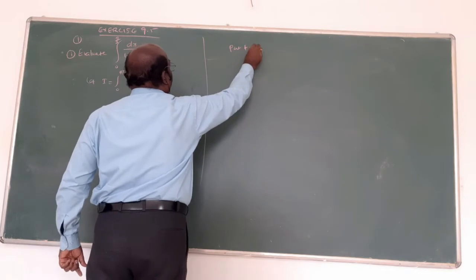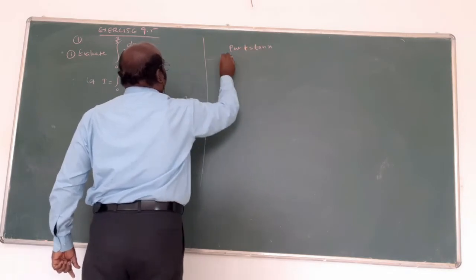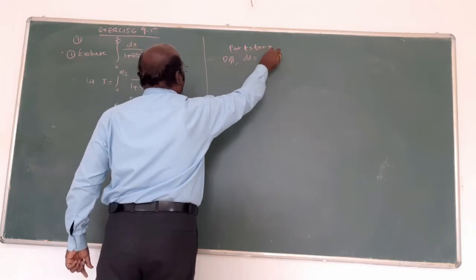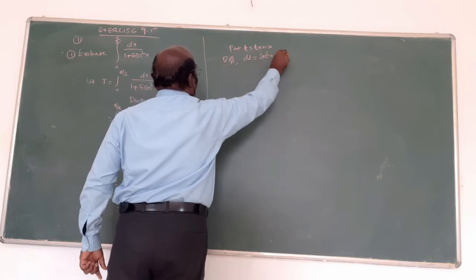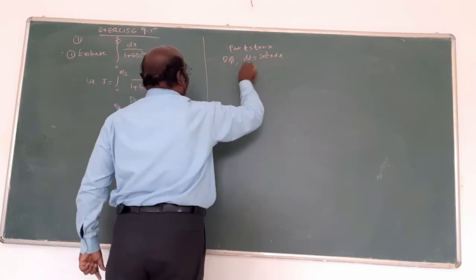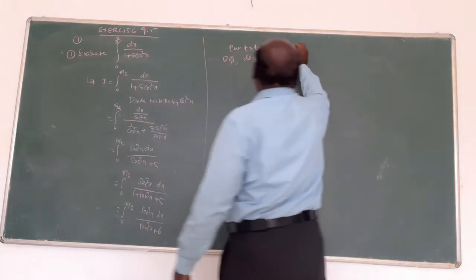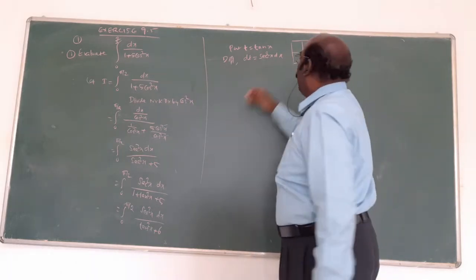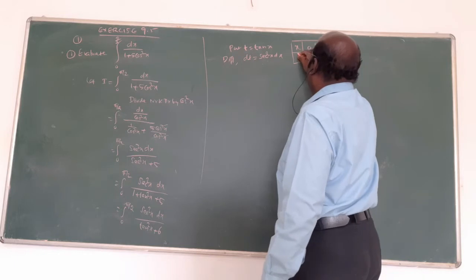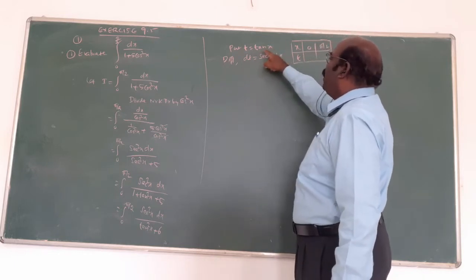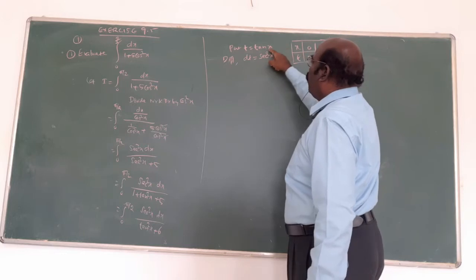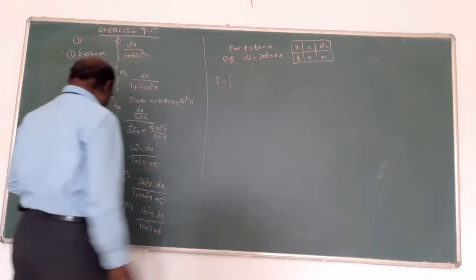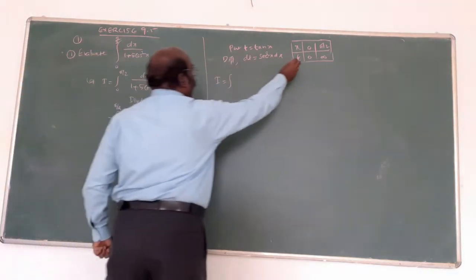Now substitution. Put t equal to tan x. After differentiation, what is the answer? dt becomes secant square x dx. Am I right? dt by dx, after cross multiplication, dt equals secant square x dx. Now change the limit also. What is the limit? The x value is 0 to pi by 2. When x is 0, t equals tan 0. When x is pi by 2, t equals tan pi by 2, which is infinity. Now substituting, the limit 0 to pi by 2 becomes 0 to infinity.